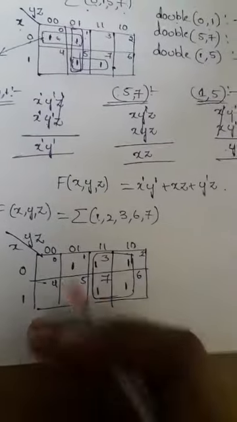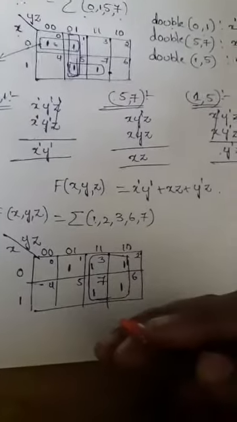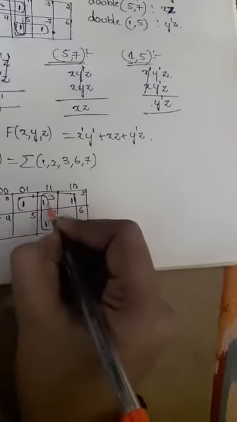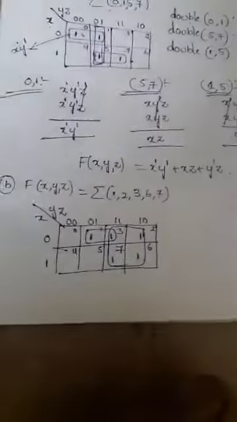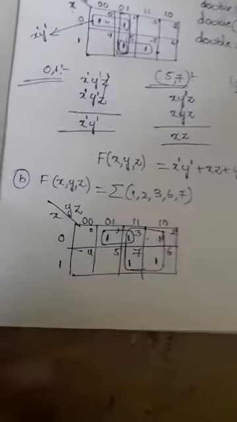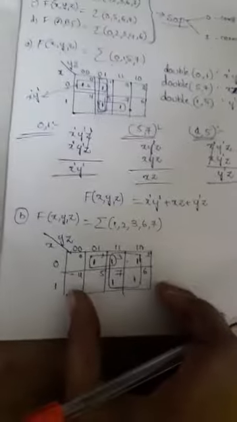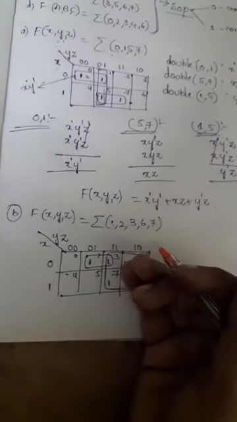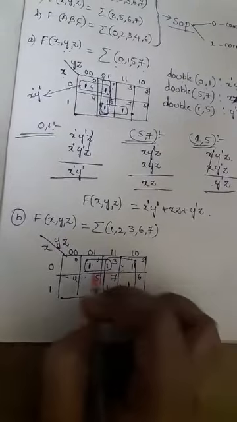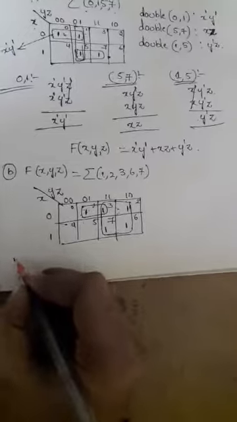So directly we can go for the next step: is there any double formed? Yes, it's possible. Here we get one double. Cells 1 and 3 form the one double, and there are no singles. So this is the grouping of cells. Now we have to find the prime implicant for these two groups, one quarter and one double. So I can take it here, one quarter.